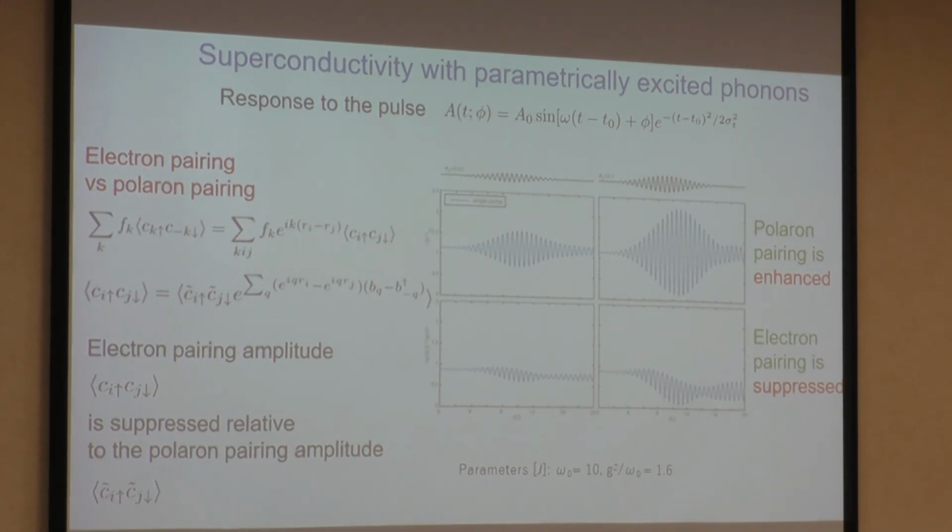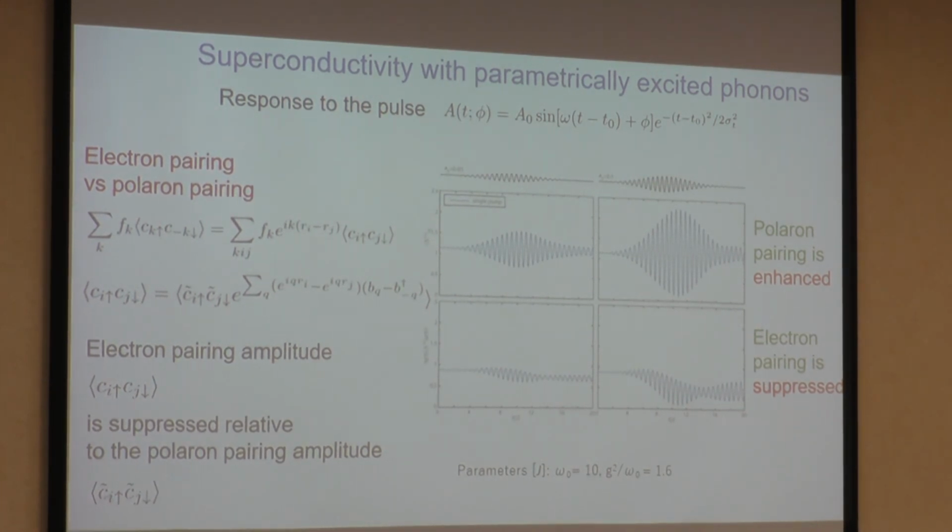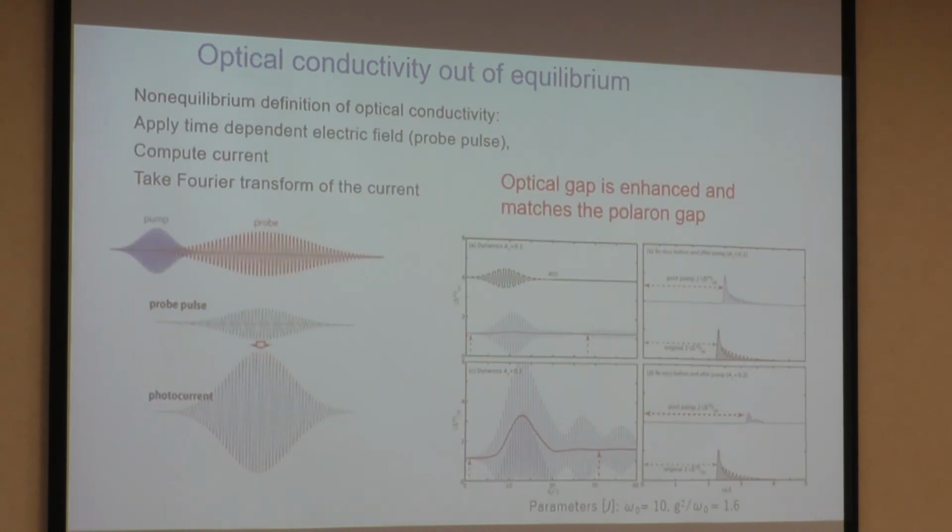However, the right way of defining whether we have enhancement or suppression of superconductivity is through these polaronic quasi-particles, electrons dressed in phonons. And that's why we should really calculate a physical observable such as optical conductivity, and we see that the optical conductivity goes up.